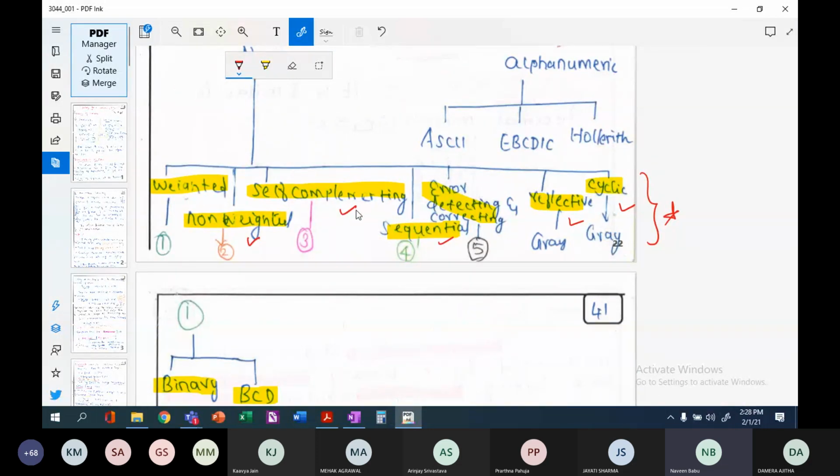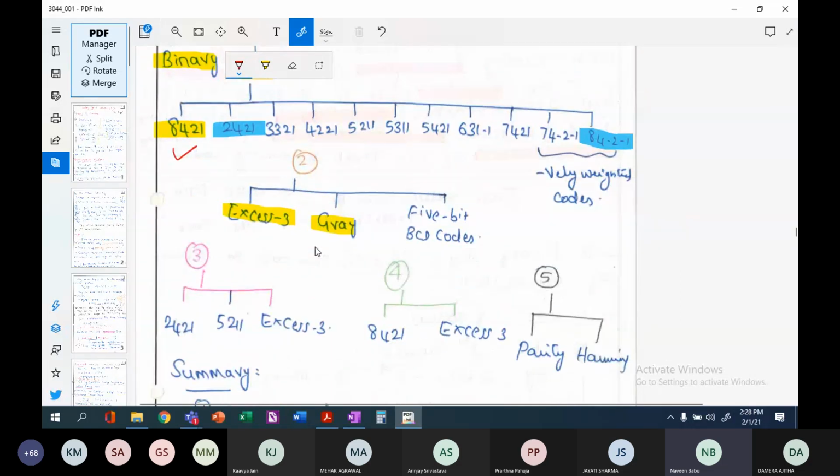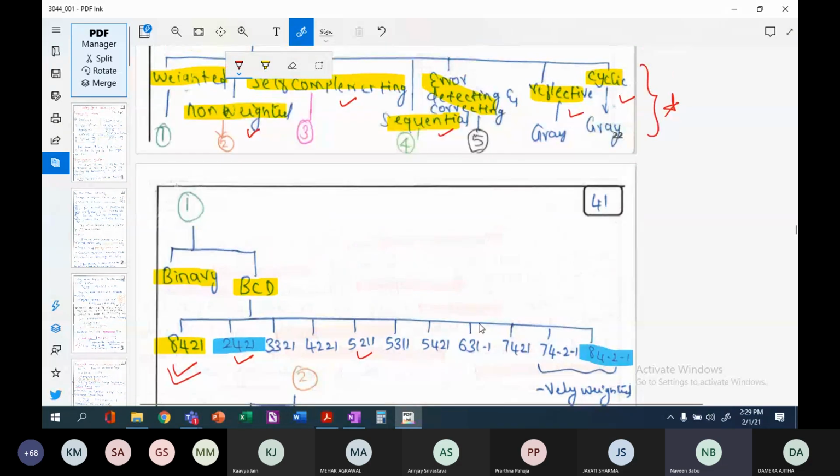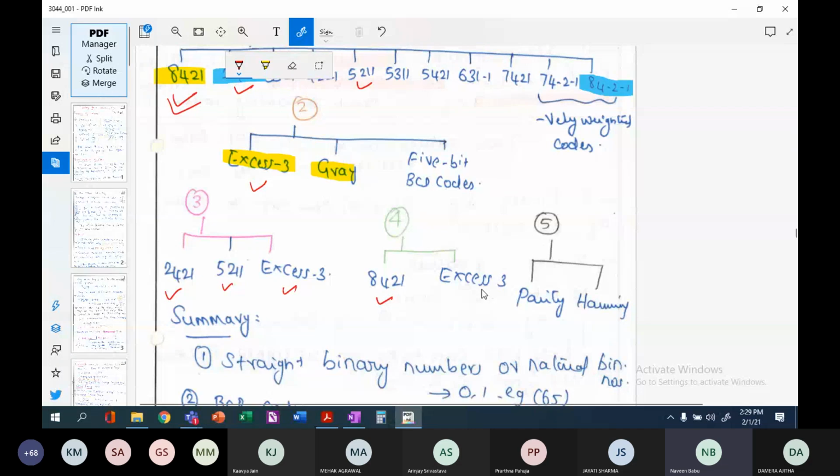Some codes are self-complementing codes. What are self-complementing codes? The 2421, which is already a weighted BCD code, is a self-complementing code. Similarly, 5211, which is a weighted BCD code, is also a self-complementing code. A non-weighted code, the XS3 code, is also a self-complementing code. Similarly, the weighted BCD code 8421 is also a sequential code. Another example of a sequential code is XS3, which is also a self-complementing code.